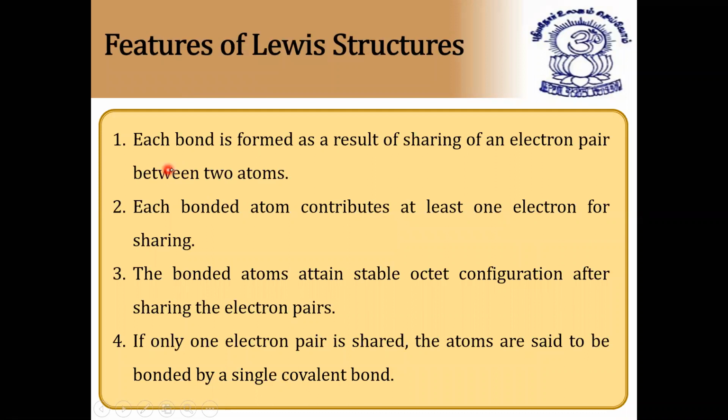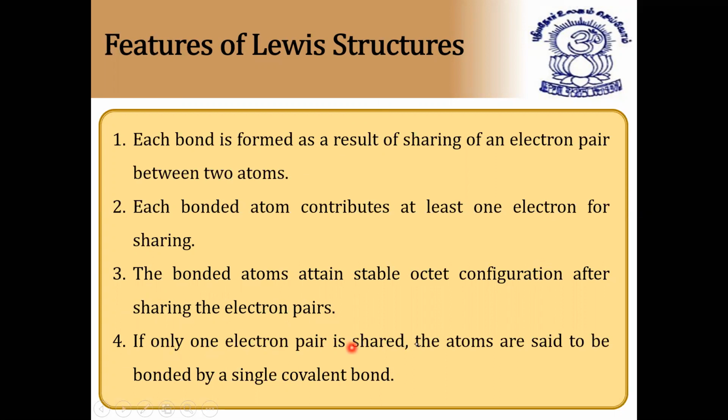So, features of Lewis structures. Each bond is formed as a result of sharing an electron pair between two atoms. Each bonded atom contributes at least one electron for sharing. So sharing means definitely the contribution is from both sides, very important, because one element cannot share by itself. So both the atoms which are combined together share with each other. Either they share one electron each, or two electrons each, or three electrons each. The bonded atoms attain stable octet configuration after sharing the electron pairs. Why do they share only one electron? Because they require only one electron. If they require two electrons, they share two electrons. And if they require three electrons, they share three electrons. So the bonded atoms attain stable octet configuration after sharing the electron pairs only.